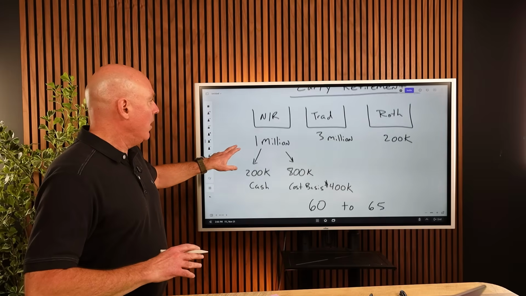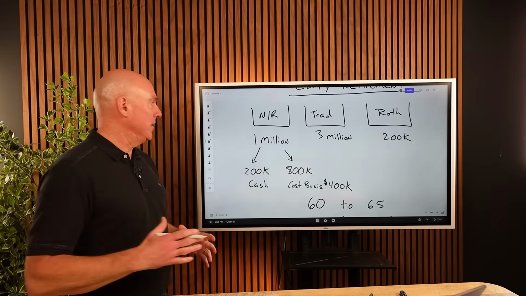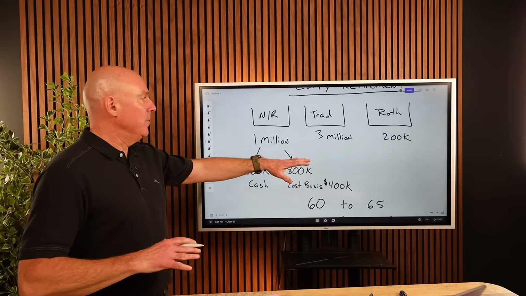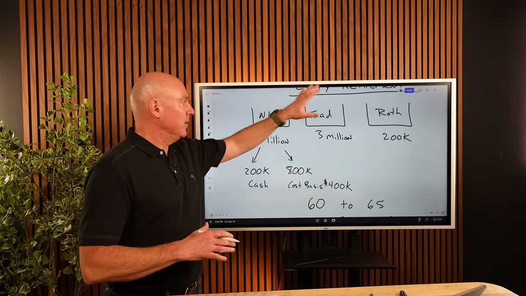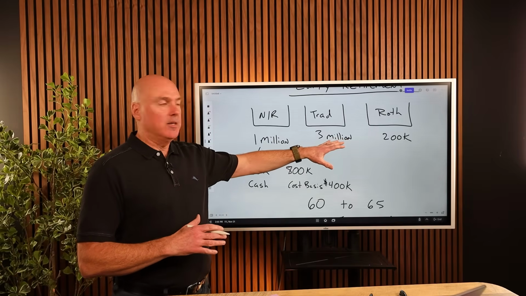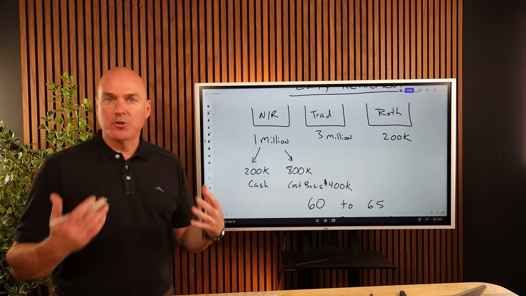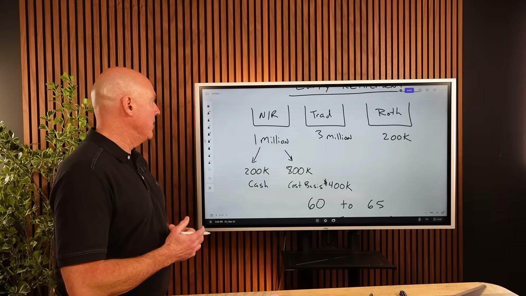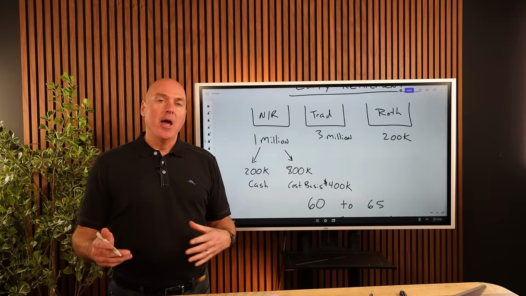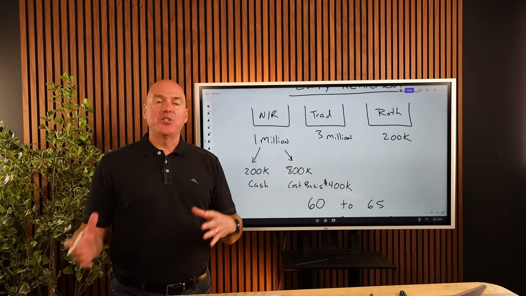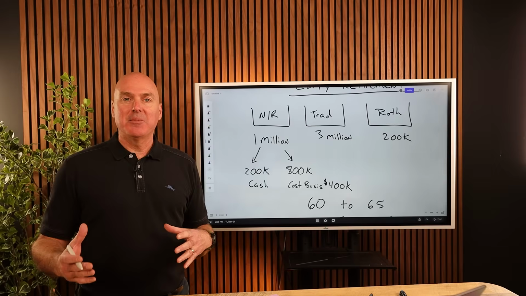And so our hypothetical client here that we're going to be looking at has about $4 million of investable assets, actually $4.2 million. And like a lot of our clients, the bulk of that money is going to be in that traditional retirement account, which we're going to assume has $3 million in there. And then they do have $1 million in that non-retirement account.